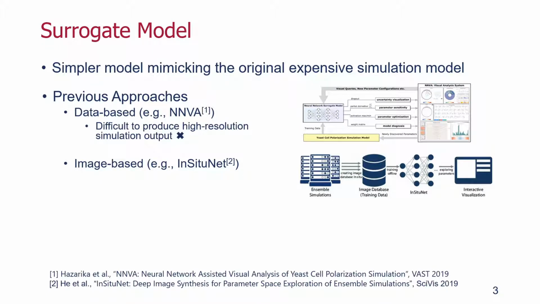First, for the data-based method, it is difficult for them to produce high-resolution simulation output. Second, image-based surrogate models visualize the generated simulation data with several predefined visual mappings, so that scientists are not able to adjust the setting of visual mappings to find features of interest after the models have been trained.